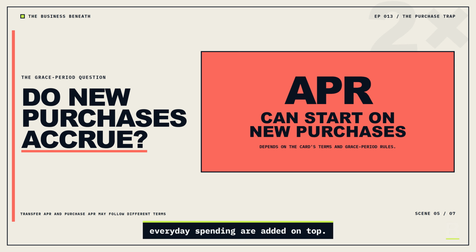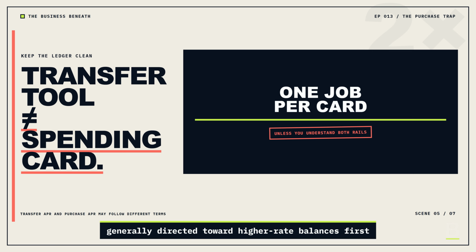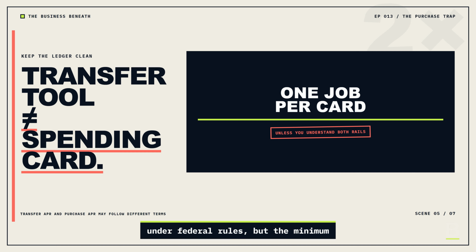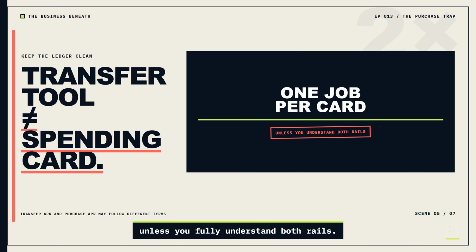are added on top. Payments above the required minimum are generally directed toward higher rate balances first under federal rules, but the minimum portion can be allocated differently. The cleanest operating rule is simple. If the card is your transfer tool, avoid using it as your spending card unless you fully understand both rails.